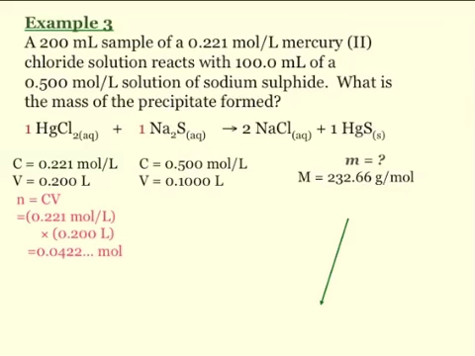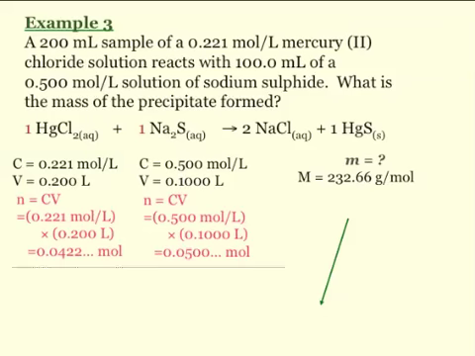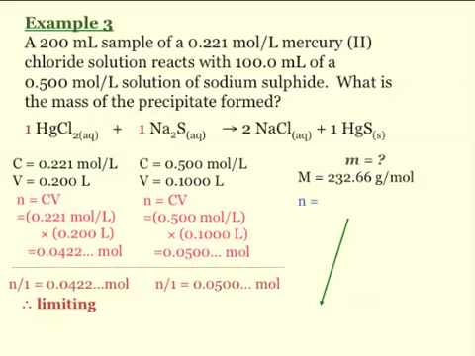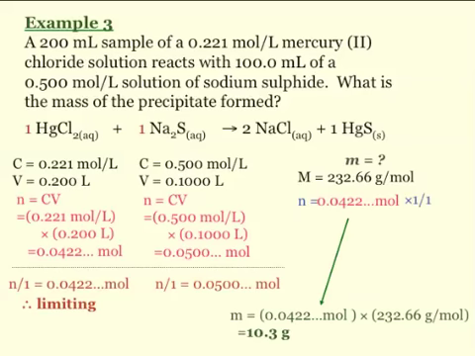So I figure out the number of moles of both my reactants, which is pretty simple, okay. I then divide by their coefficients, which happens to be 1, so I'm okay there, and I figure out that my mercury 2 chloride solution is the limiting. I'm then going to use that number of moles, the one of my limiting reactant, to figure out the mass of precipitate, which is 10.3 grams. We're going to talk about predicted and experimental yield in the next video.